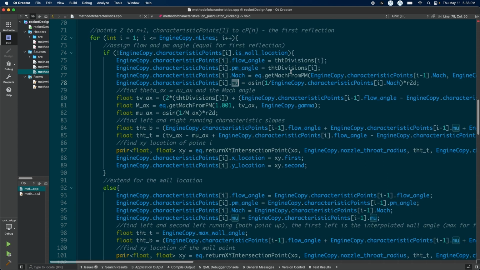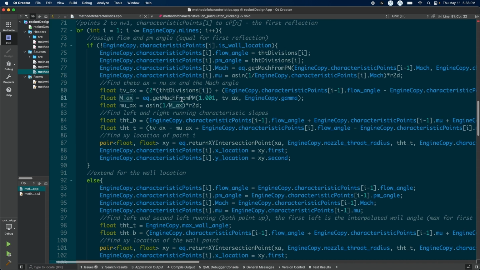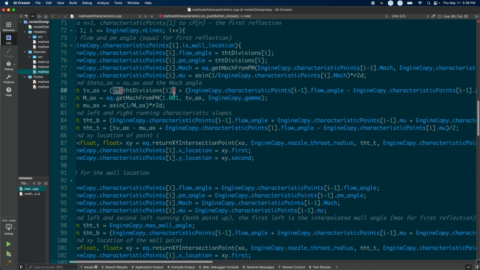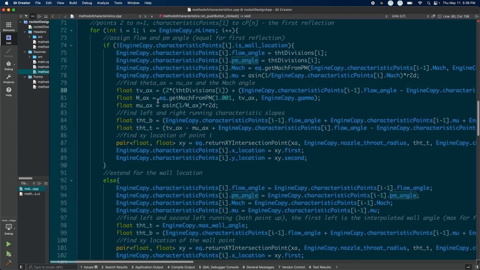And then I do the theta AX and nu AX approximation here. So you see how I solve for my theta AX. It's twice the interpolated angle plus nu at I minus 1, the previous point, minus the Prandtl-Meyer angle. So that's theta minus nu divided by 2. If you look at the formula in my lecture, it matches up with this one here. I get my Mach number, I get my Mach angle.